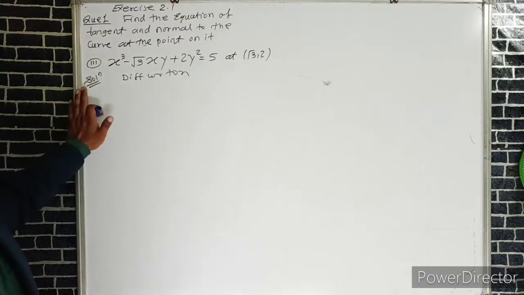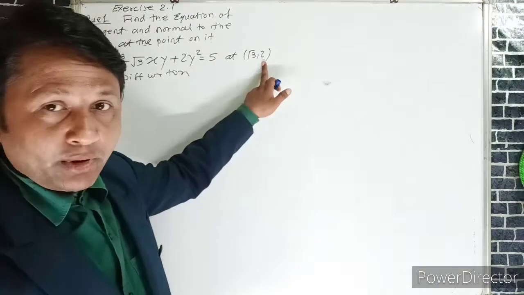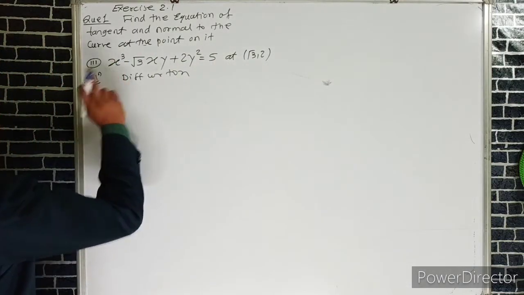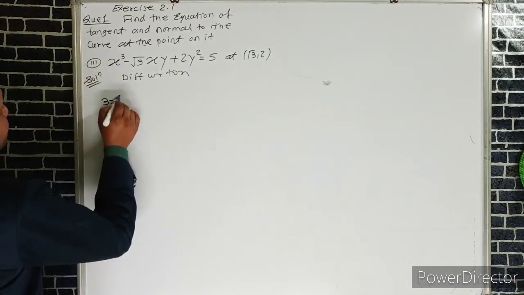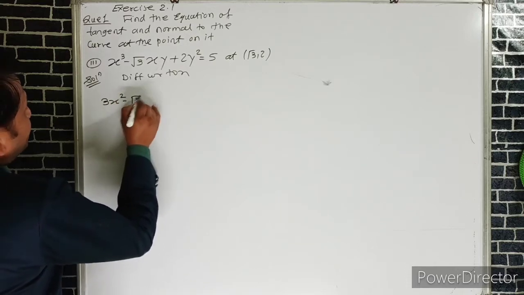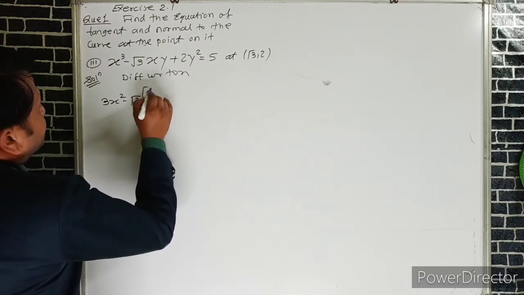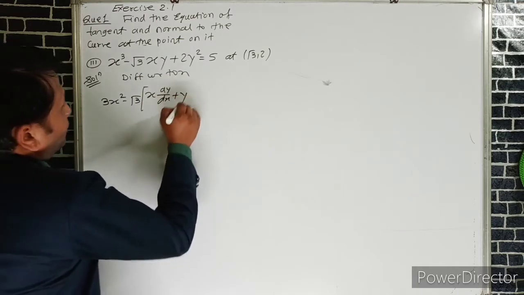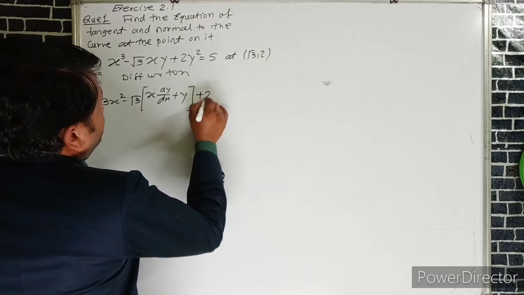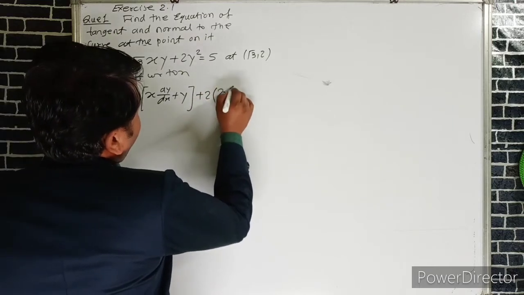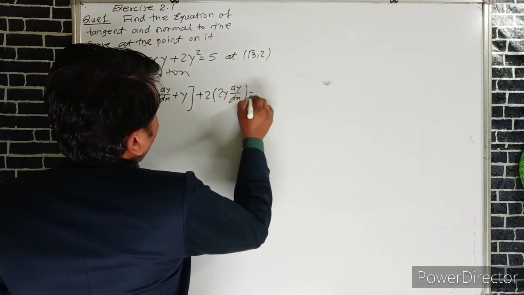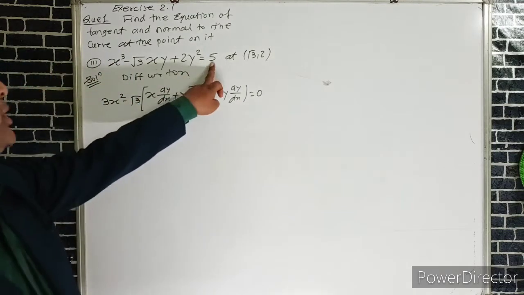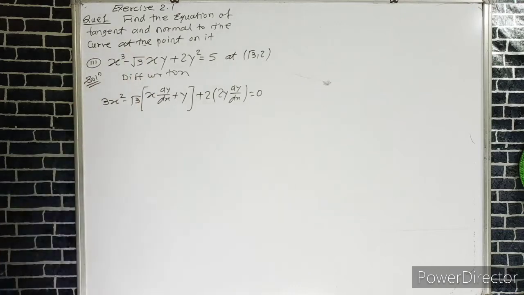And if we find dy by dx at (root 3, 2), we get the slope of tangent. So here the derivative of x cube is 3x square, minus under root 3 as it is, the derivative of x into y, which is x into dy by dx plus y into the derivative of x, which is 1, plus 2 into y square, derivative 2y into dy by dx, equals the derivative of 5, which is a constant function, so 0. Here we apply the derivative of u into v rule.